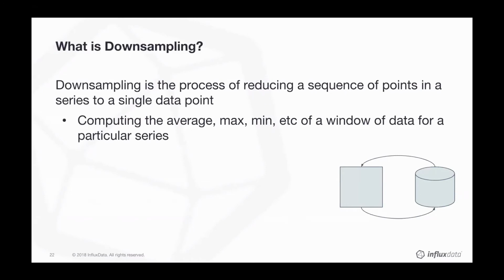But just to explain downsampling a little bit more, it's the process of reducing a sequence of points. So you would take a window of data, and then you would compress that to a single data point. And usually the way you would be doing that is you'd perform some kind of function on the data, like calculating the average or taking the max or the min of that window of data for a particular series. And so it just allows you to cut down that high volume of data into something a little bit more compressed.